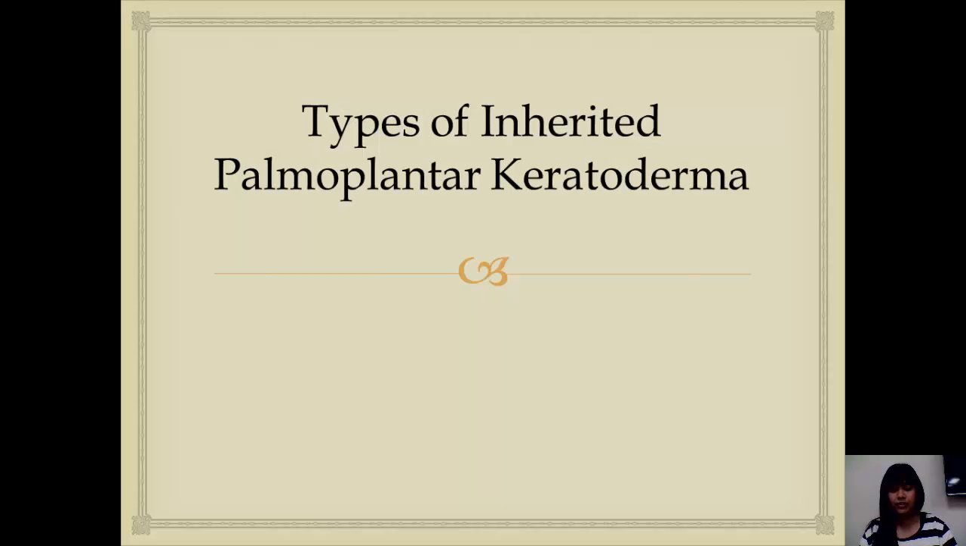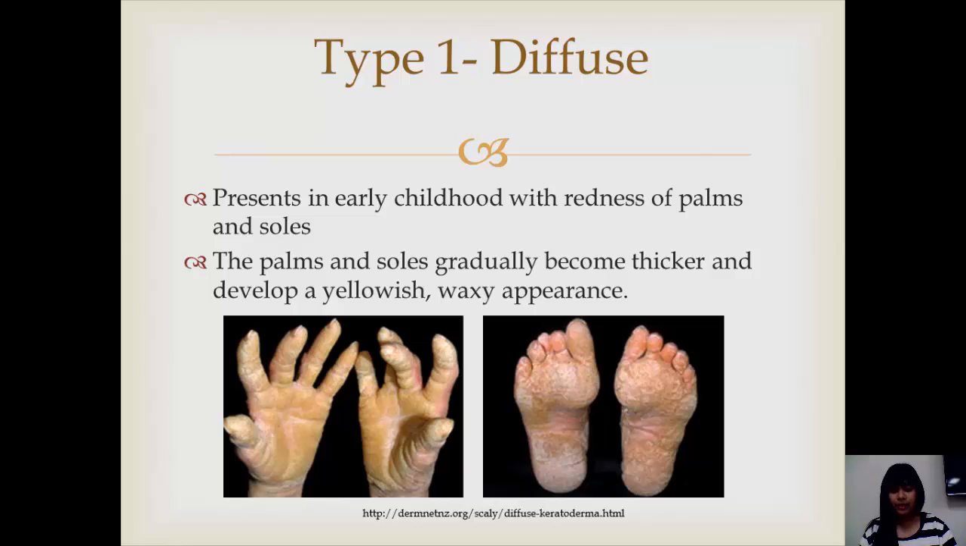I will now briefly go over the different types of inherited PPK. The first type of PPK is diffuse PPK. It becomes present in early childhood, initially starting with the redness of the palms and soles. This gradually becomes thicker and develops a yellowish, waxy appearance which can be seen through the images on the screen.